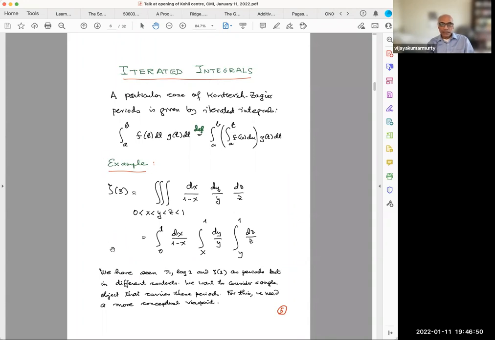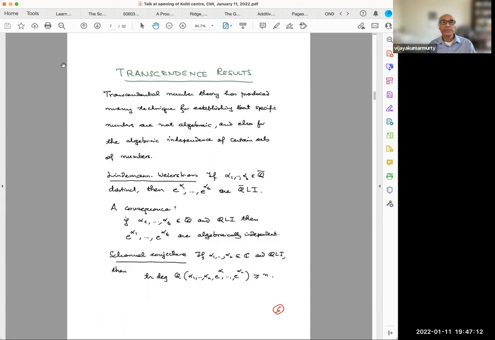What we're going to do by the end of the talk is to consider a single object. And in some sense, it is geometric. You may shrug your shoulders at the end when I say what it is, but it is geometric. We're going to consider a single object that carries all of these three as periods. For that, we're going to have to develop a more conceptual point of view.